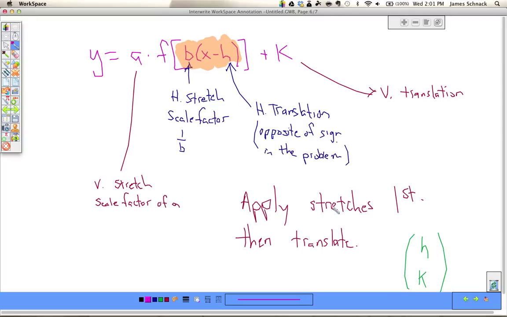It's just like athletics, ladies and gentlemen. If you don't stretch first, you will hurt yourself.